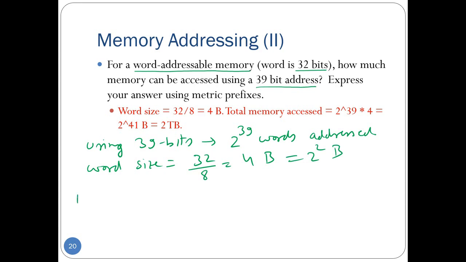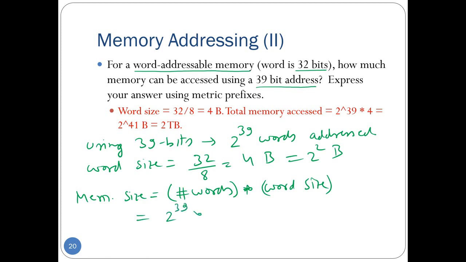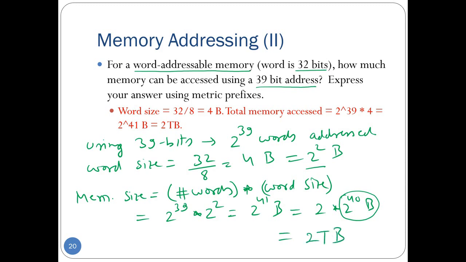Okay, so the memory size would be the number of words multiplied by the word size. Okay, so number of words is 2 to the power 39 and the word size is 2 squared from here. So this is 2 to the power 41 bytes, which is basically 2 to the power 2 multiplied by 2 to the power 40 bytes. Recall that 2 to the power 40 is actually 1 tera. Okay, so this basically becomes 4 terabytes.